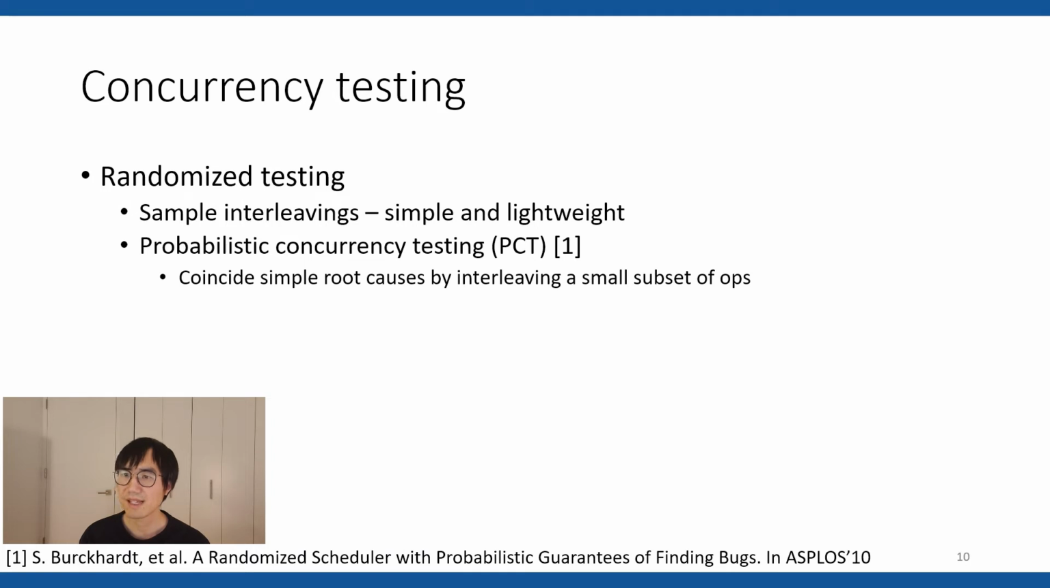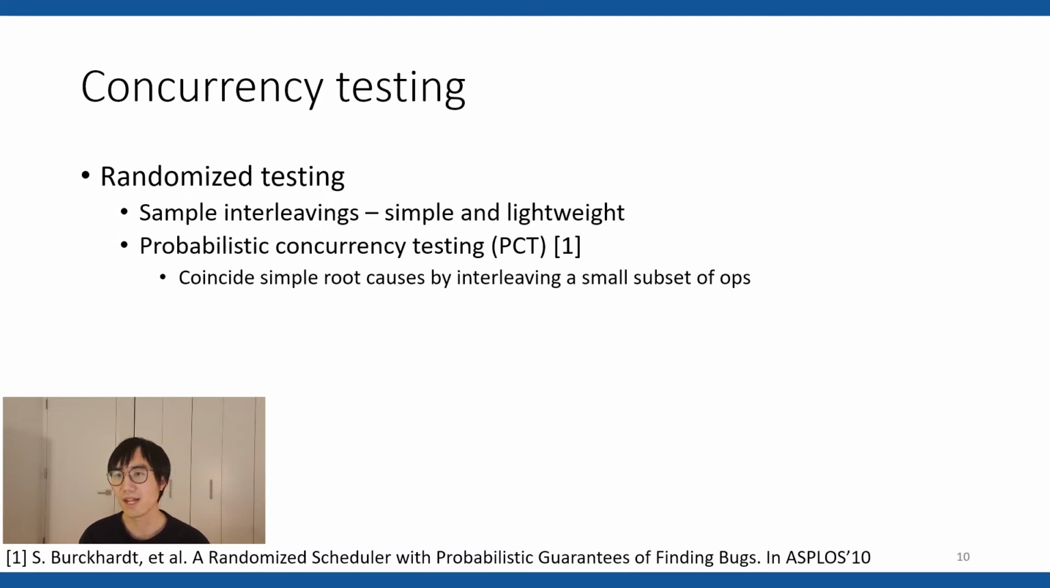And other than systematic testing, randomized testing randomly schedules the operations in a test to sample their interleavings, which is simpler and more lightweight than systematic testing. Among randomized testing approaches, probabilistic concurrency testing, or PCT for short, leverages the observation that real-world concurrency errors usually have a small set of root cause operations interleaved in an unexpected way.